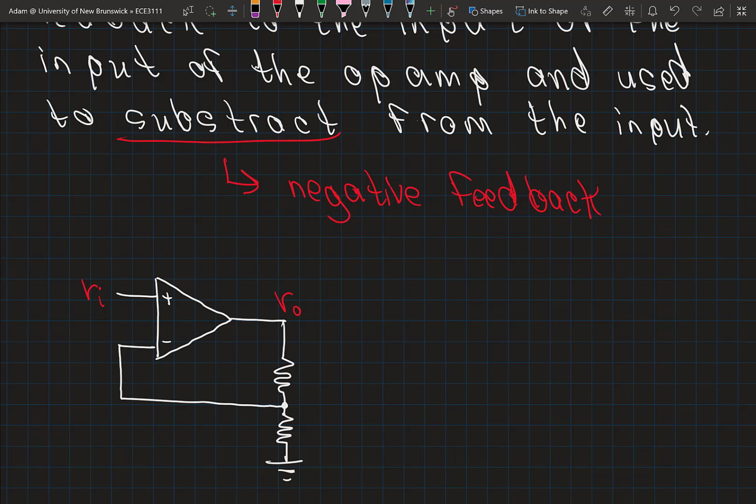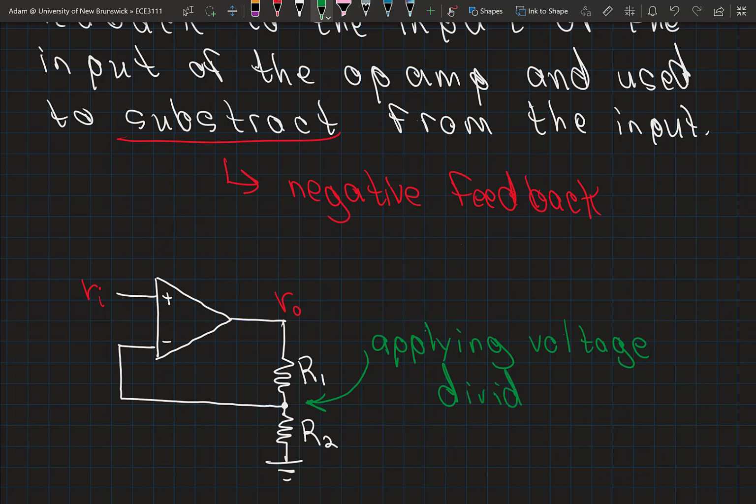Okay, so again, let me label these resistors. Let's call this R1 and R2, and let's put some additional labels on here. Okay, so here at this point, we're applying a voltage divider to feed back just a portion of the output signal.